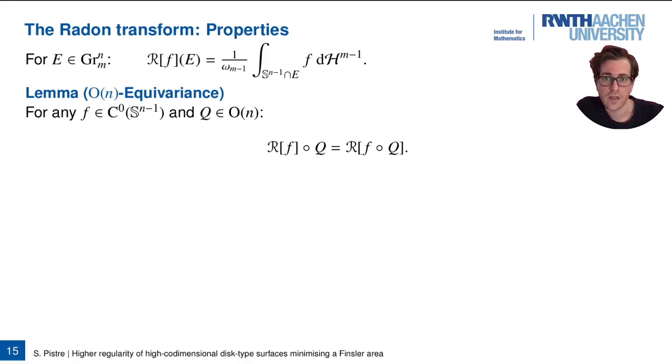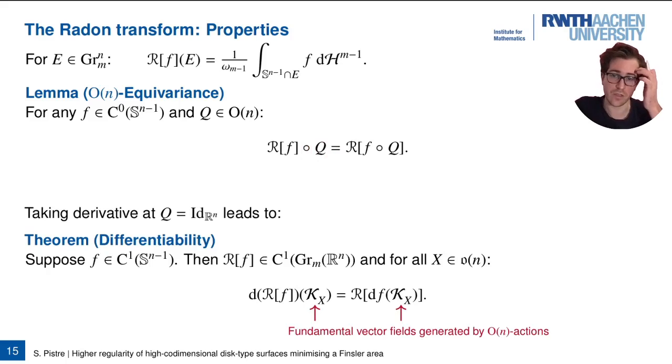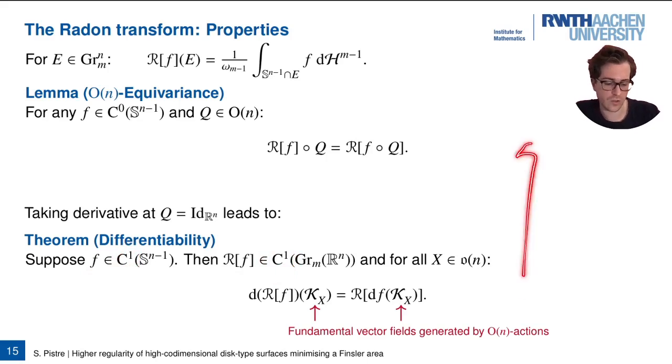And now this is very nice because now you can take this O(n) equivariance and you have this Lie group action here and here, and you can take the differential of that Lie group action. So take the differential with respect to Q at the identity, and then you will get the following result, which is a differentiability result. You can show then that if you're given a C1 function here, then also the transformed function will be C1. So you don't lose regularity. And because you can do this calculation here, if you take the derivative with respect to Q at the identity, then you get this infinitesimal version on the Lie algebra level.